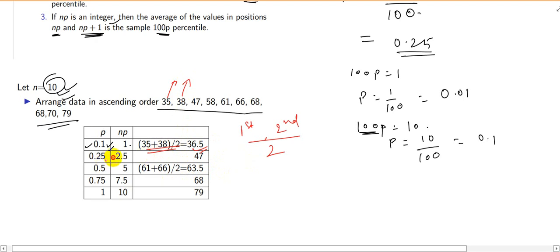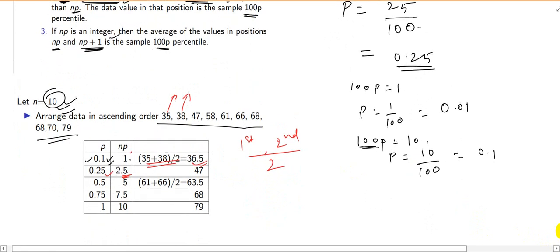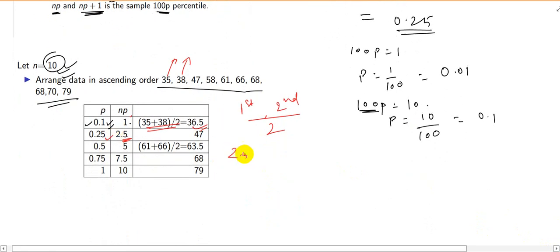Similarly, here they have found the 25th percentile and they have again multiplied the value of n with p, and they have got 2.5, and it's not an integer. That's why the value at the position of 3, because the procedure says that if it's not an integer, determine the smallest integer greater than np, right? So the smallest integer greater than 2.5 would be nothing but 3, and the third value is 47. And with this process you can find all the values of percentiles, right?